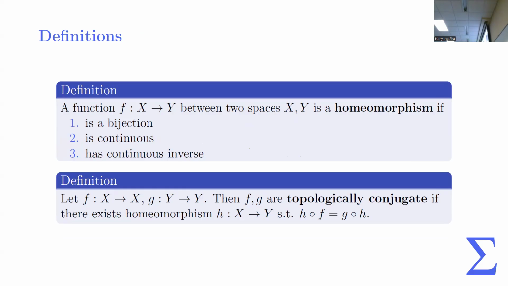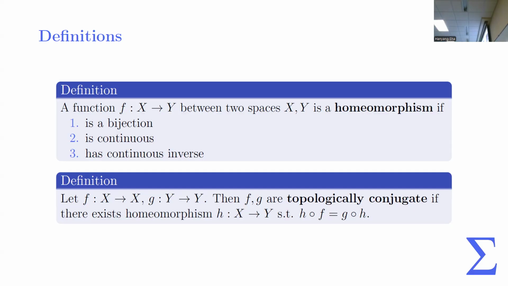So let's recall the definition of a homeomorphism. A homeomorphism between two metric spaces X, Y is a continuous bijection with a continuous inverse. And suppose we have two metric spaces X and Y, and then we have a function F from X to X and G from Y to Y. Then F and G are topologically conjugate if there is a homeomorphism H from X to Y such that H composed with F is equal to G composed with H.